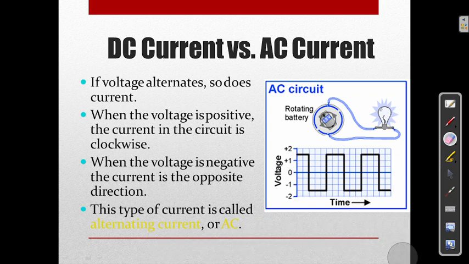So these are all about DC current versus AC current. Thank you.